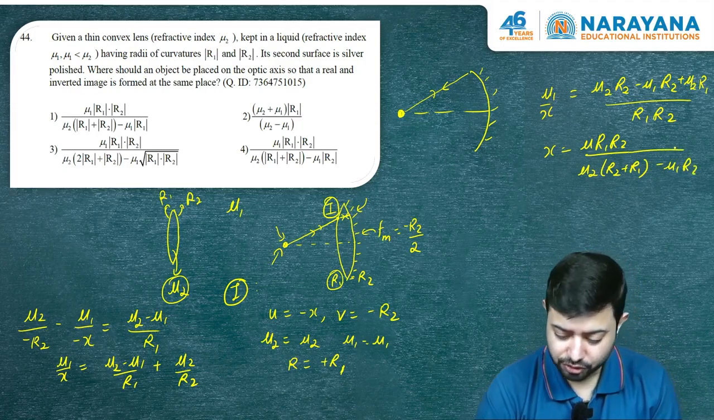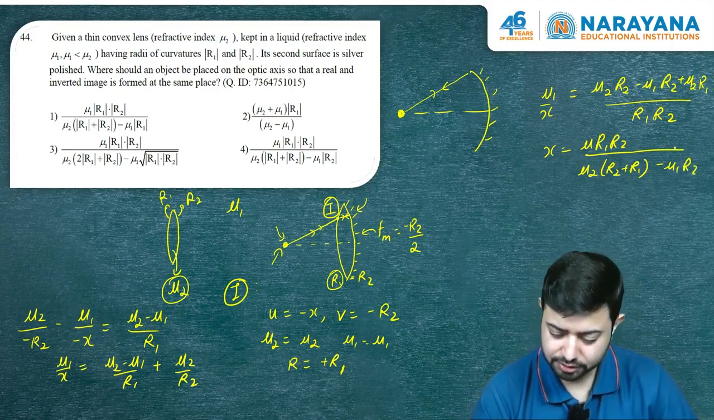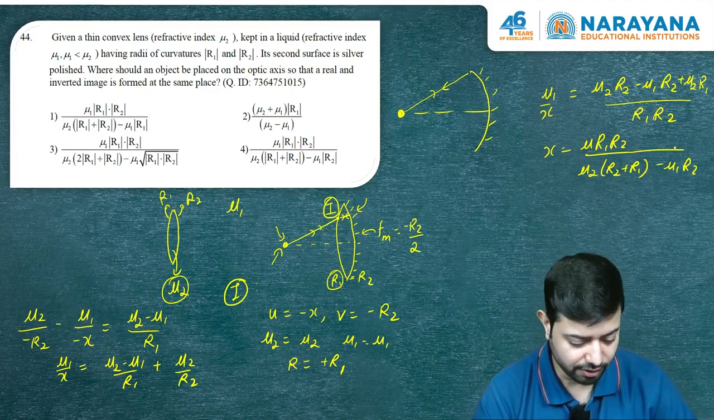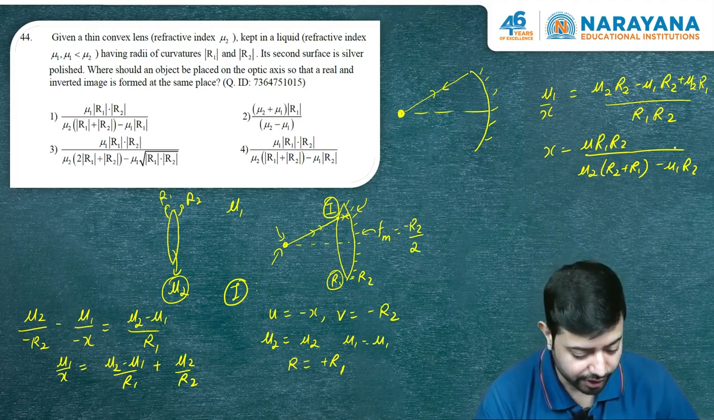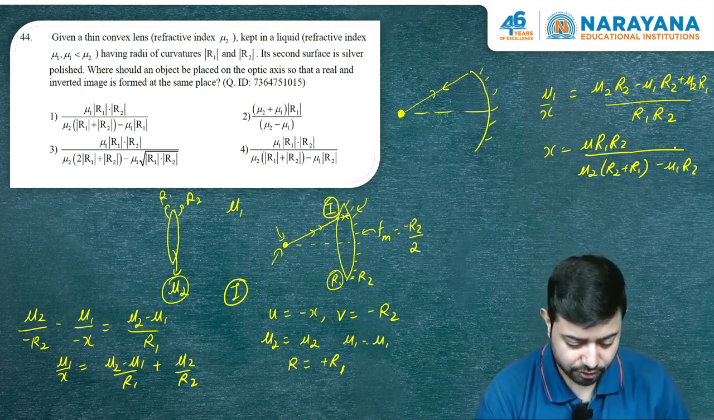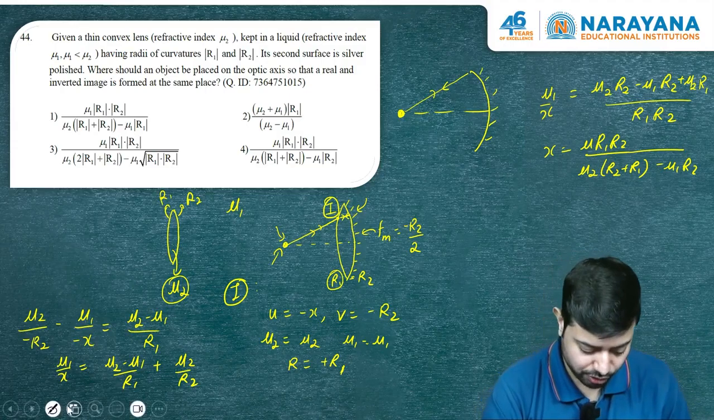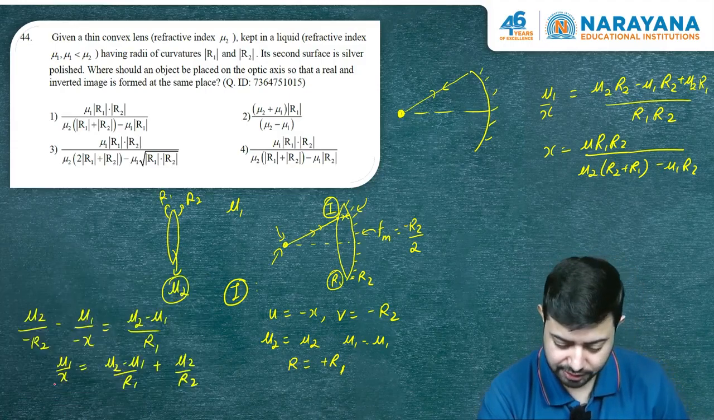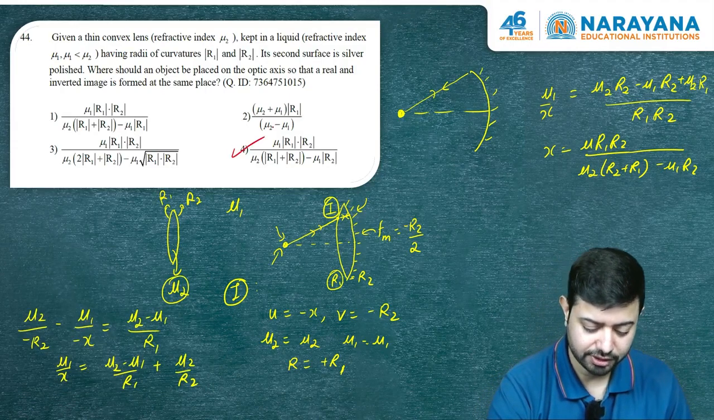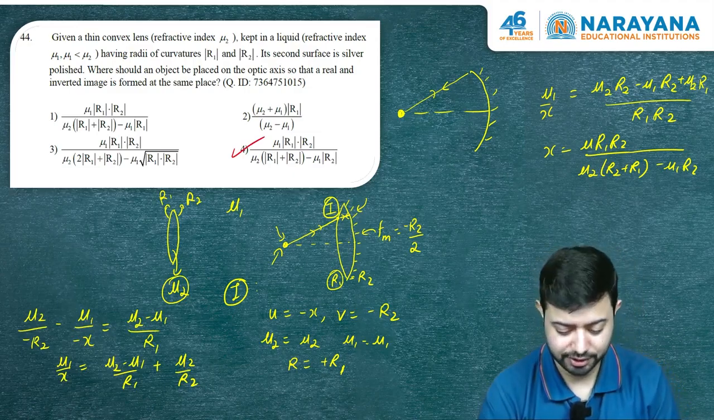So, which option is matching? Is it the A option, mu 1 R1 R2 by mu 2 times R1 plus R2 minus mu 1 R1? No. Is it B? No. Is it the third option? Well, the root is there? No. What about the fourth option? Yes, I think it is matching, right. Therefore, which option is correct? The fourth option is absolutely correct.